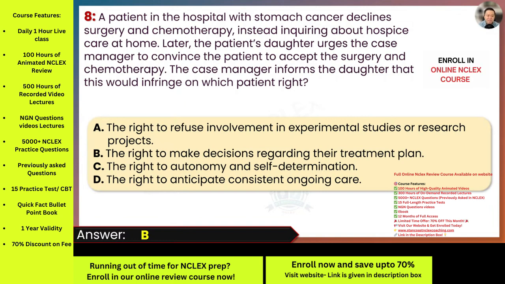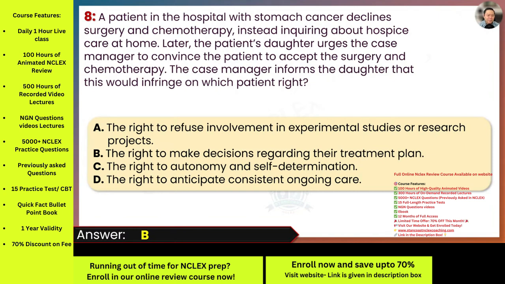Now, what about letter C? Why is this incorrect? Well, remember about autonomy. It means the right to make independent choices. However, this term is often linked to advanced directives like DNR orders or living wills. We know that autonomy is important, but this scenario is more about treatment planning. So this makes option B a much better fit.